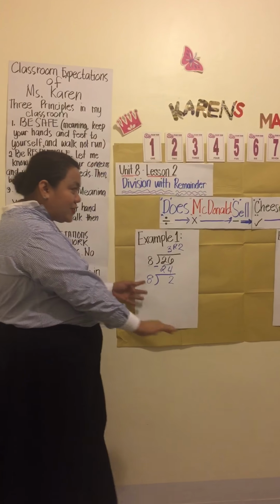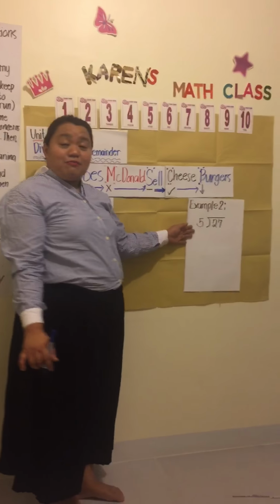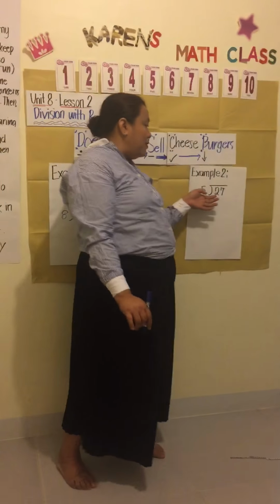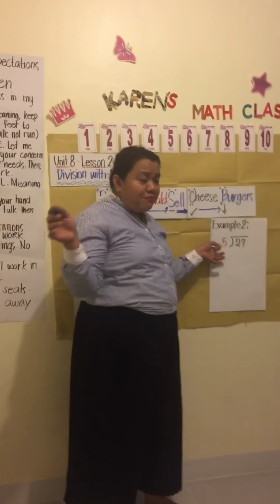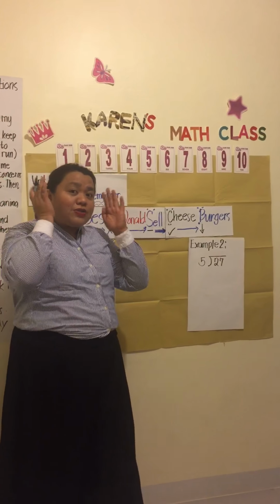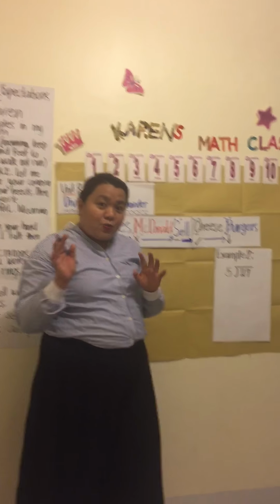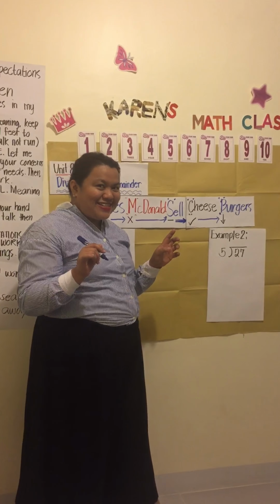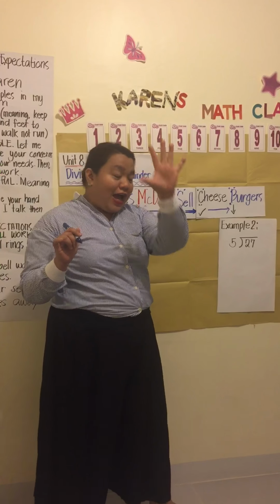Alright, so we are going to the next example, which is number 2. We have here 27 divided by 5. Again, we don't have a multiplication fact that gives us 5 times a number that equals 27. It's not even. So we're going to think of a number that will not go over 27. What do you think is the answer? 5, 10, 15, 20, 25.